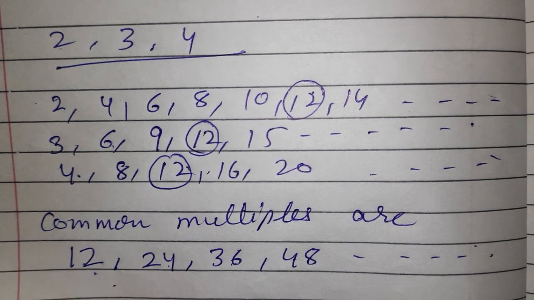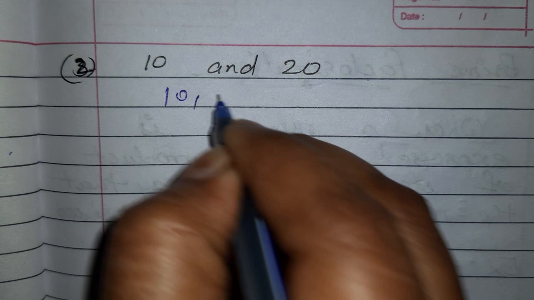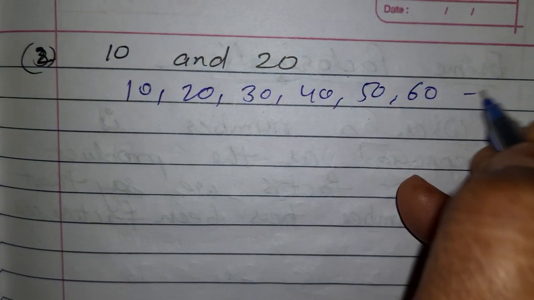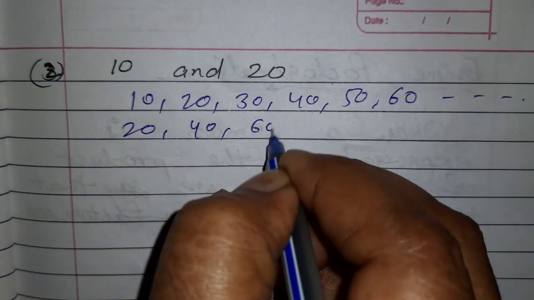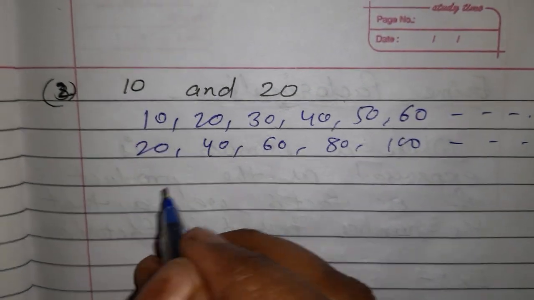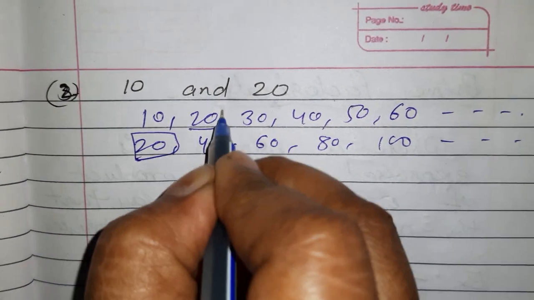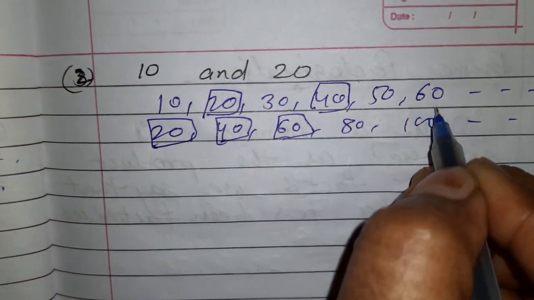Okay, one more example that I am taking, 10 and 20. So what are the multiples of 10? 10, 20, 30, 40, 50, 60 and so on. What are the multiples of 20? 20, 40, 60, 80, 100 and so on. So how to find the common multiple? See which number is common. First is 20, second one is 40, third one is 60.